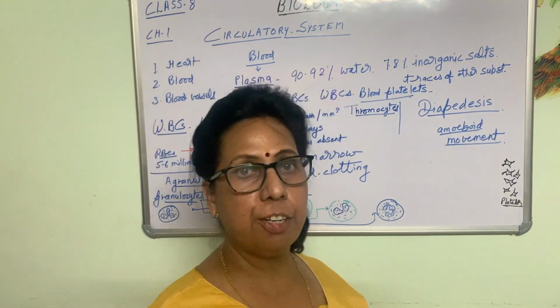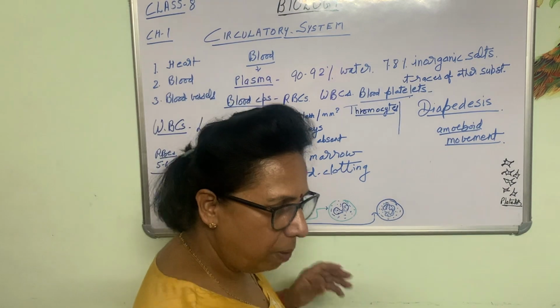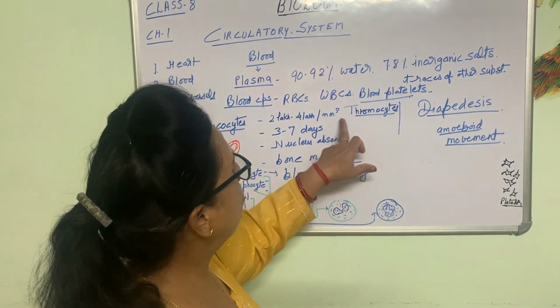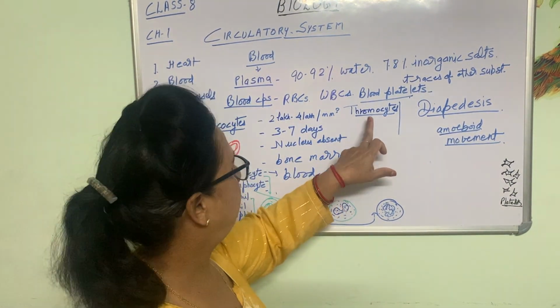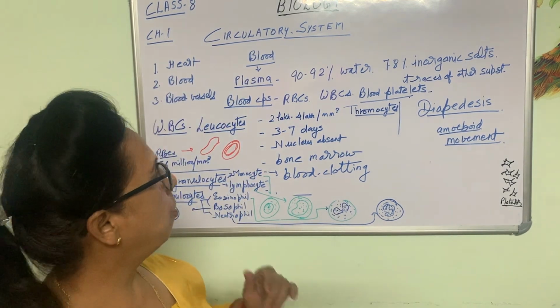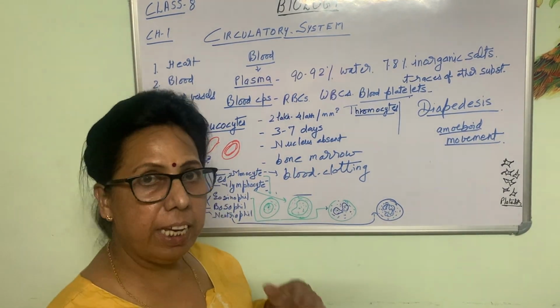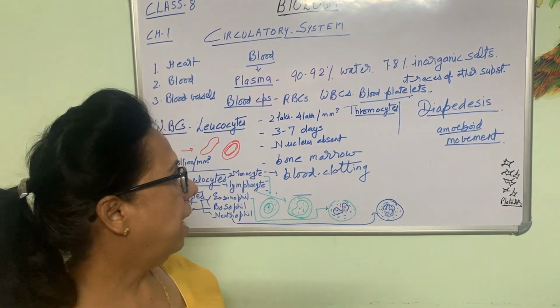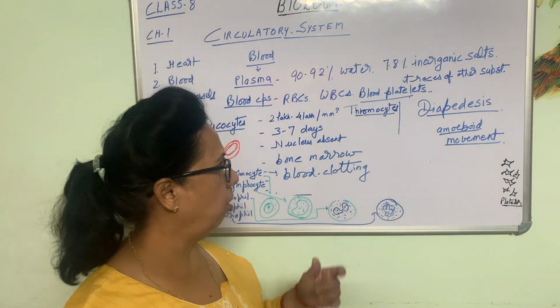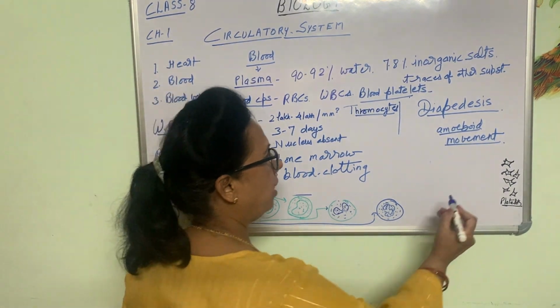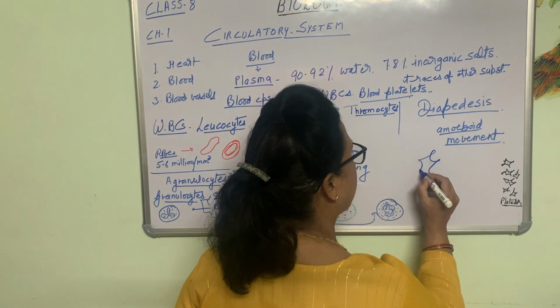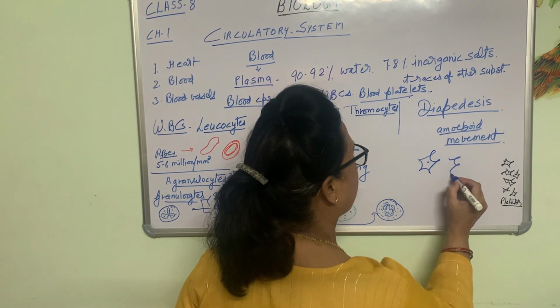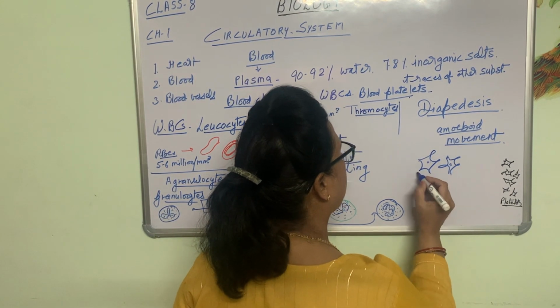Now here, I'll continue with the blood platelets. Blood platelets are also known as thrombocytes, right? They are also produced in the bone marrow. Here, the nucleus is absent and they help in blood clotting. They are the smallest. These are the blood platelets. They are smaller in size.